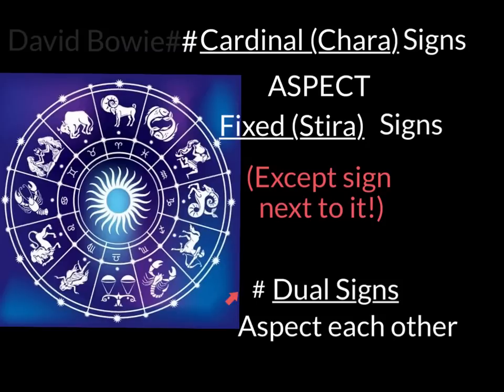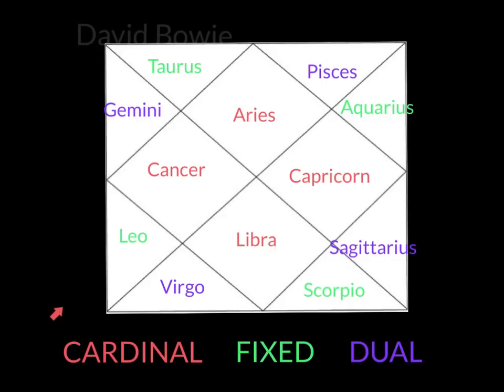And the second thing happening is that the dual signs or the mutable signs aspect each other. Two things, and then you've got Rasi aspects sorted. Of course, if you don't know who are the cardinal chara Rasi or the fixed or the dual signs, go back to my third video, everybody, about the signs. Everything is explained clearly there. And here they are for you anyway to help.